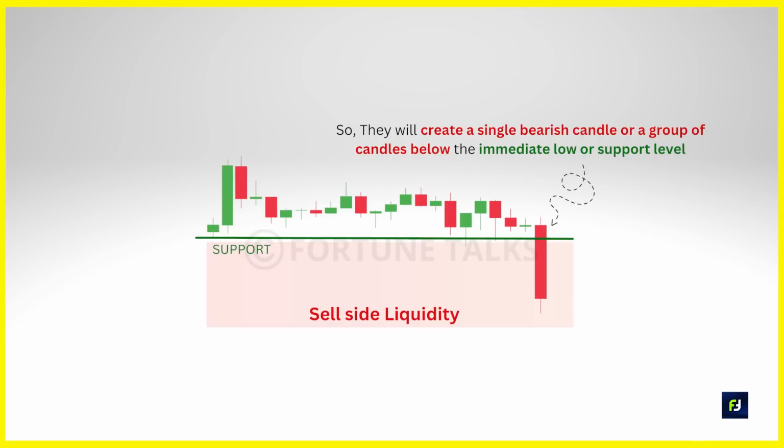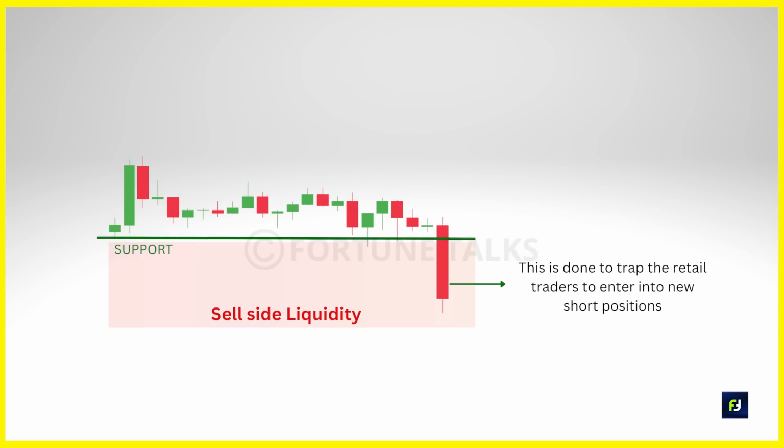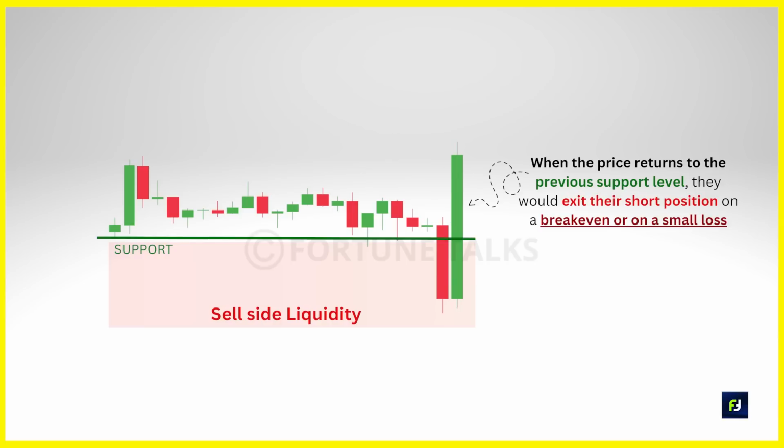In this case, they will create a single bearish candle or a group of candles below the immediate low or the support level. This means the institutions are actually selling here, but their real intention is to buy. But they sell initially to trap the retail traders in their trades so that they can start using the retail orders to buy at lower prices. And when the price returns back to the previous support level, they would exit their short positions on a break even or on a small loss.